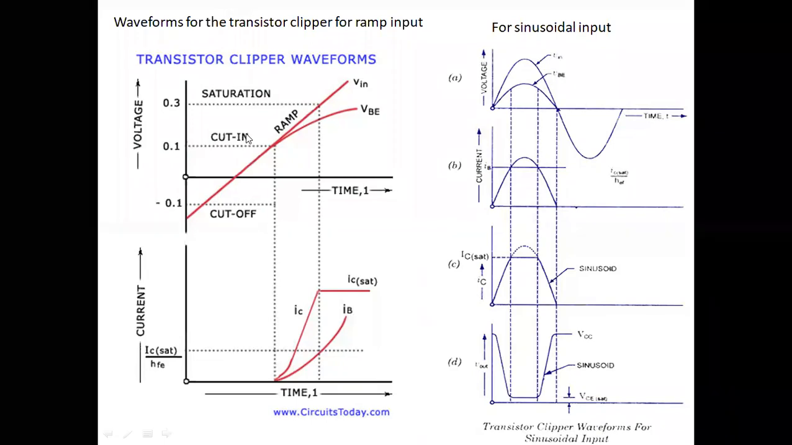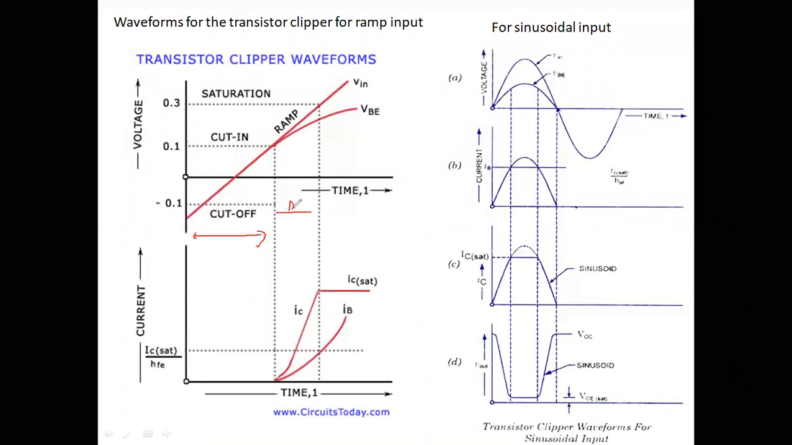Okay, if we apply the ramp signal as an input, then how will the output be? We will see it. Below is the cutoff region, this is your active region, and this is your saturation region.